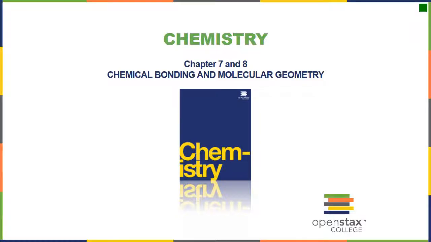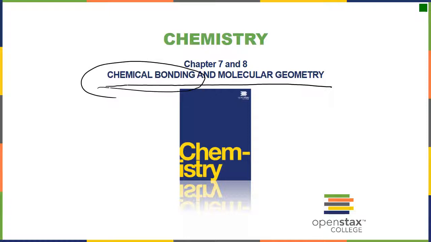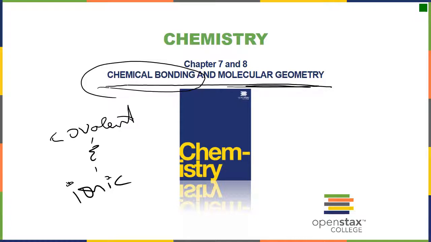So we're in chapter 7 and 8 and we're looking at chemical bonding, and we're going to combine chapters 7 and 8 because there's really no clear differential between the two of them. So when we talk about chemical bonding, we need to look at covalent and ionic bonds. And as we look at these, we need to look at what makes a covalent versus an ionic bond, how we tell the difference, and how it leads to the properties of the molecules as we go through this chapter.